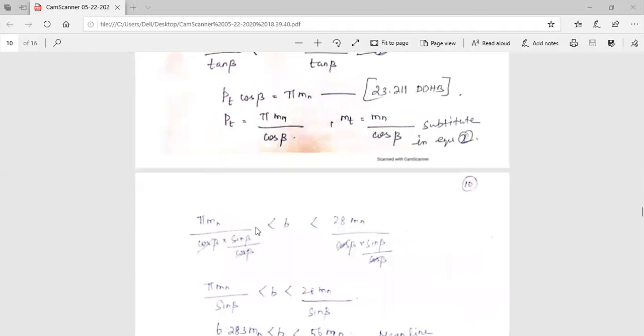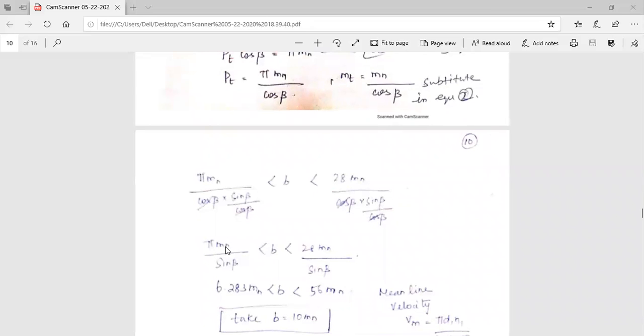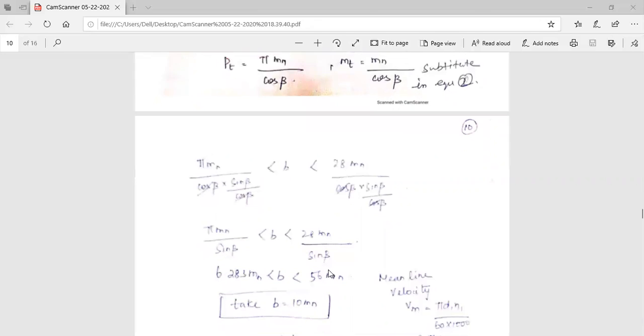You get π mn divided by cos beta multiplied by tan beta, where tan beta is sin by cos, is greater than b and less than 2π mn divided by cos beta. So you should apply tan beta in terms of sin and cos. Cancel this, and you get π mn divided by sin beta is greater than b and less than 2π mn divided by sin beta.